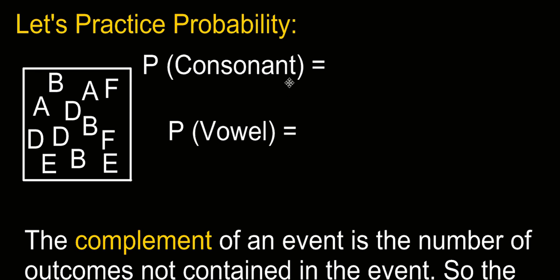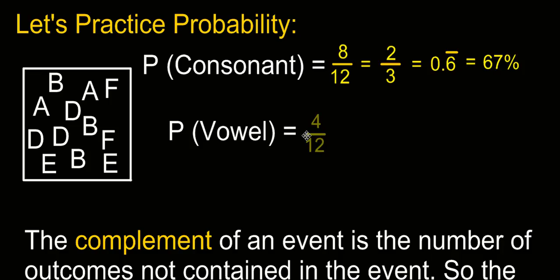Find the probability of a consonant. We just did this one, and we said you get 8/12, which simplifies to 2/3, and eventually you get 67%. Well, what is the probability of getting a vowel or not a consonant? It would be the complement to this. And we could say there are 4 favorable outcomes out of 12 total outcomes, which simplifies to 1/3. The decimal form is 0.3 repeating, which is equal to 33%.